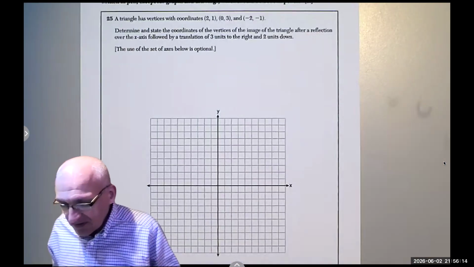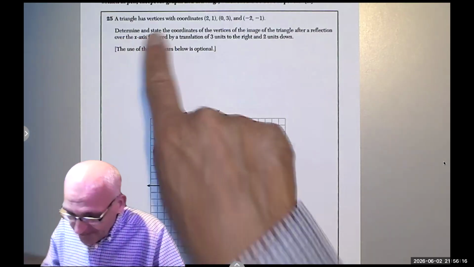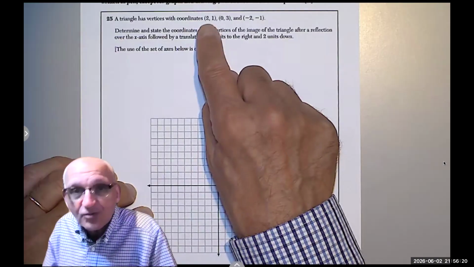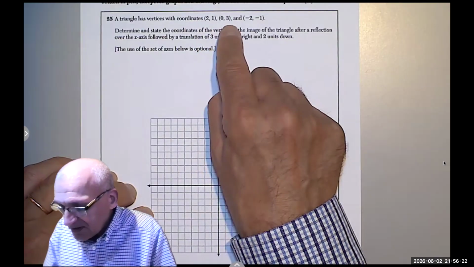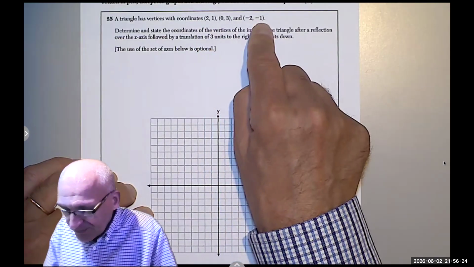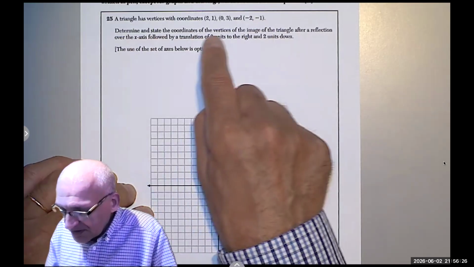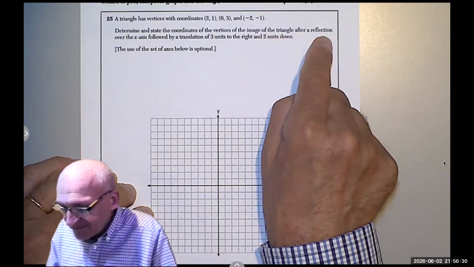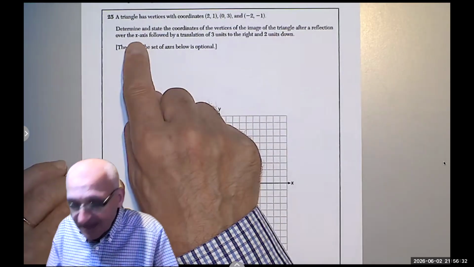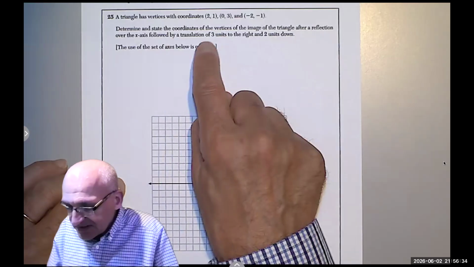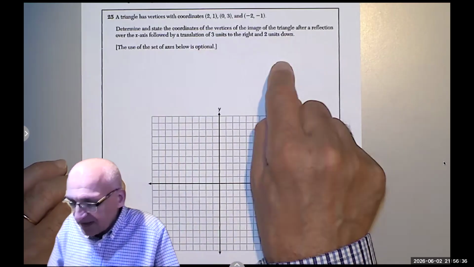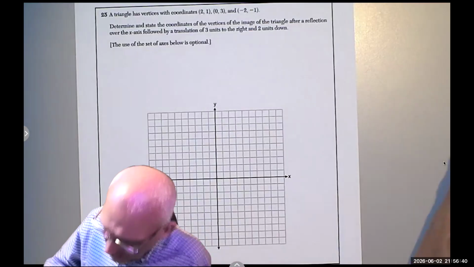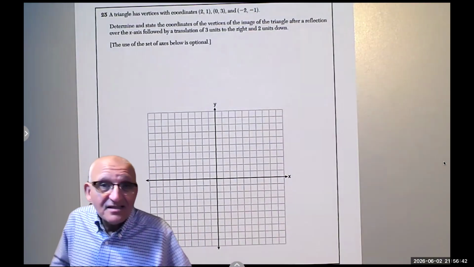In the first one, it says you have a triangle that has vertices with coordinates (2, 1), (0, 3), (-2, -1). Determine and state the coordinates of the vertices of the image of the triangle after a reflection over the x-axis, followed by a translation of 3 units right and 2 units down. The use of the set of axes below is optional. We really don't need it.